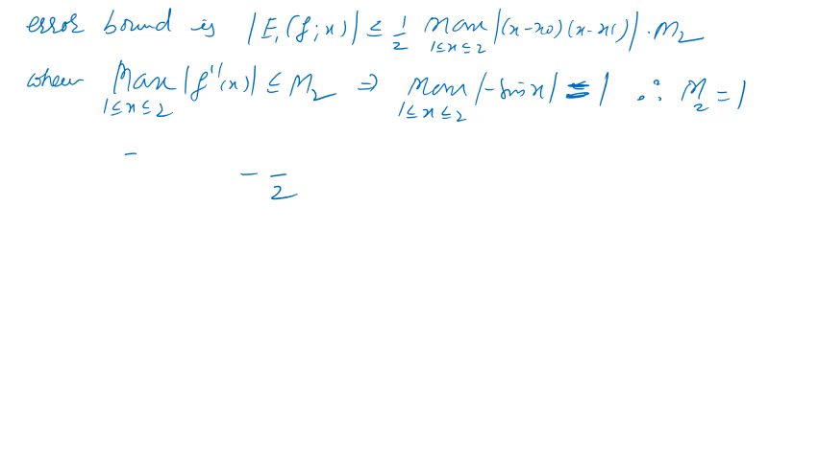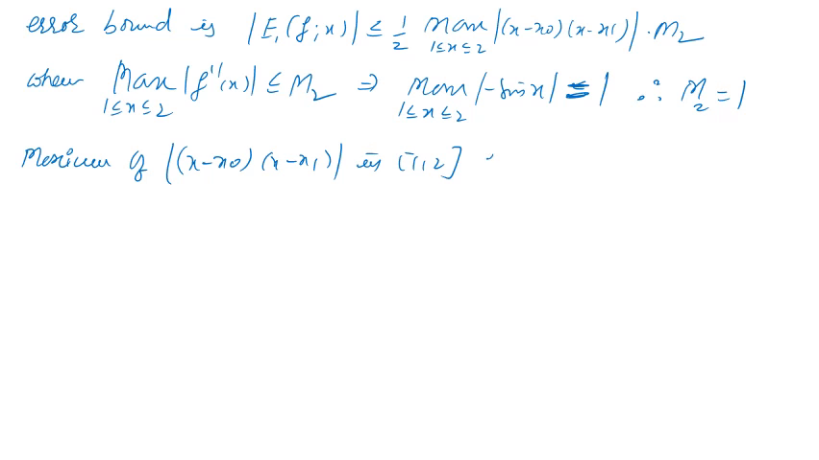Okay, let me write this once again. The maximum of |x − x0||x − x1| in [1, 2] exists at the midpoint, x = (1 + 2)/2 = 3/2, that is 1.5.